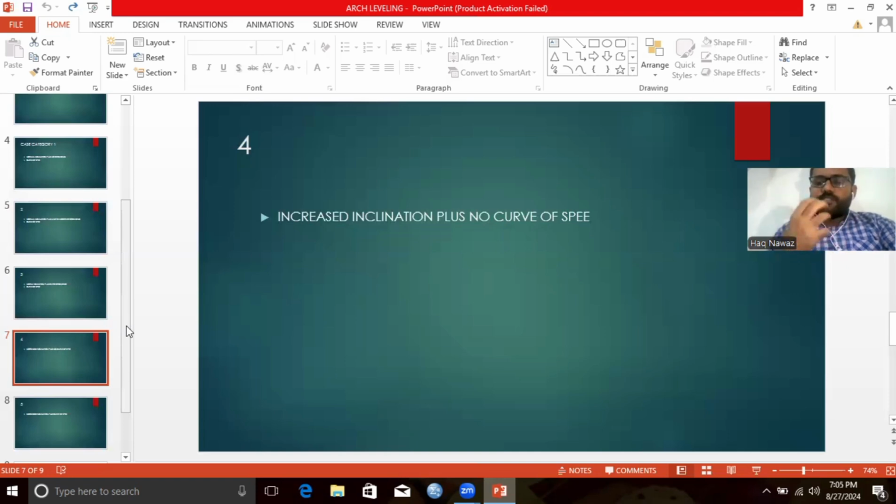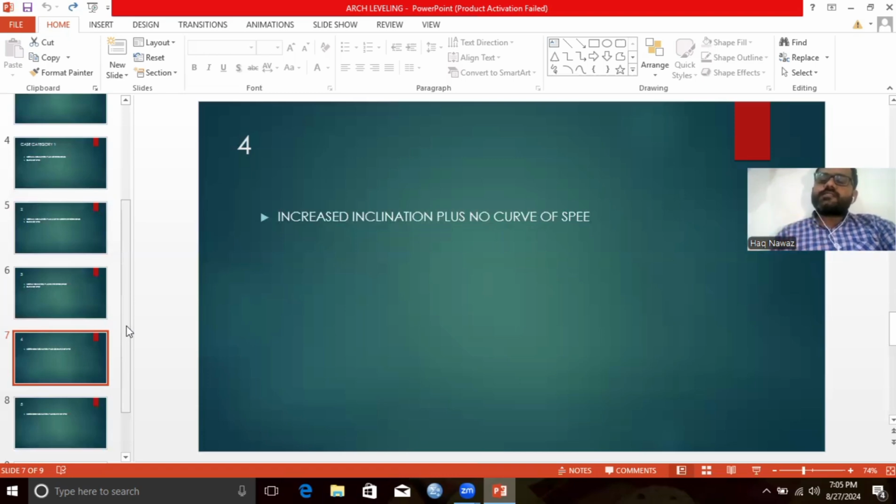There is no curve of Spee as such at the start of the case, but it will appear once we retract the incisors. So we should be very careful in these kinds of patients. We will start this category with extraction of first premolars.